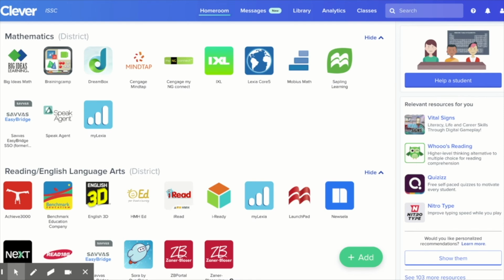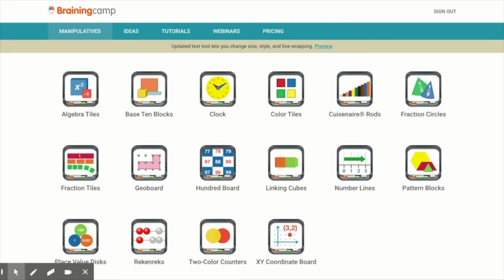One of the main things that students have been using this year in K through 5 for their online resources and tools is Braining Camp. We're going to take a look at Braining Camp just to show you some of the different online tools that your students can use when solving math problems. Braining Camp is one of the apps that has been embedded into most of the activities that your students have been doing online this school year during distance learning.